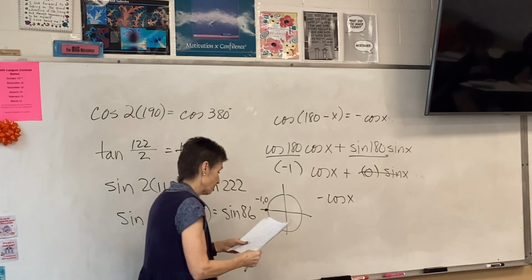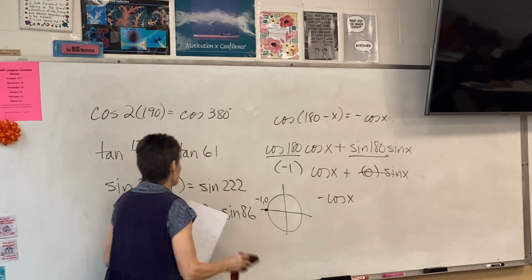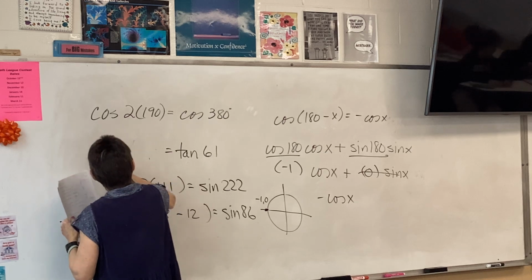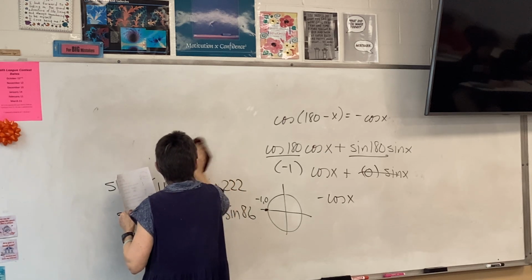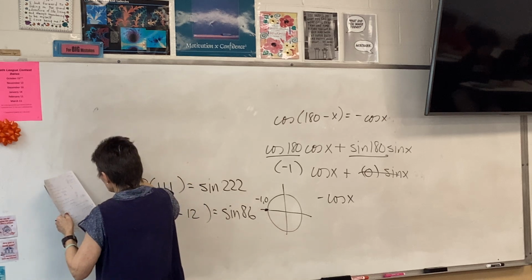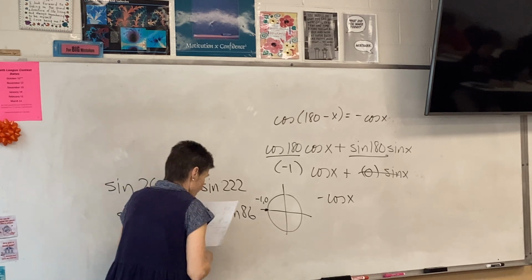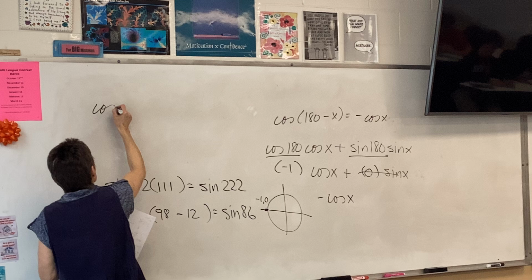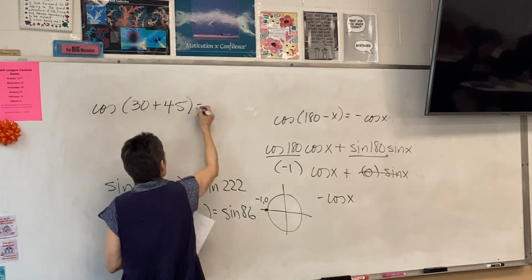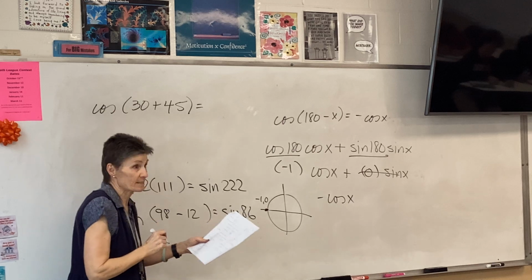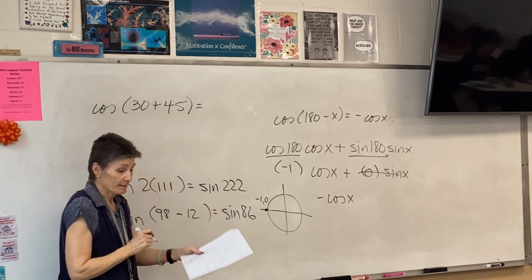Number 6. Find the exact value of the cosine of 75. One option is 30 plus 45. That's the easiest, I think. Yeah. I like that option.